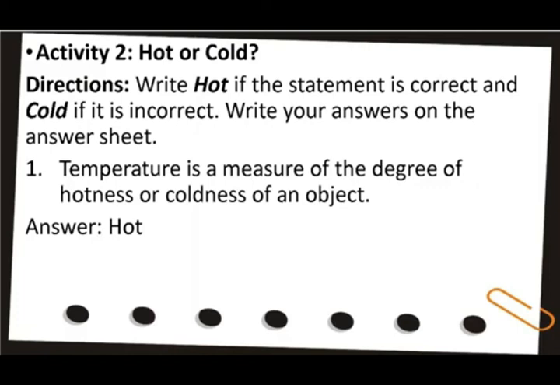Activity number 2, entitled Hot or Cold. Directions. Write hot if the statement is correct and cold if it is incorrect. Write your answers on the answer sheet. Number 1 is done for you. Temperature is a measure of the degree of hotness or coldness of an object. The answer is hot.